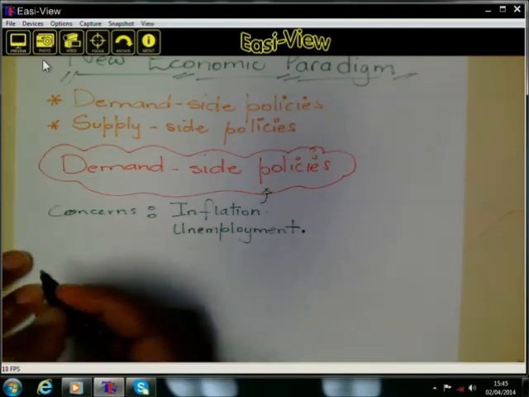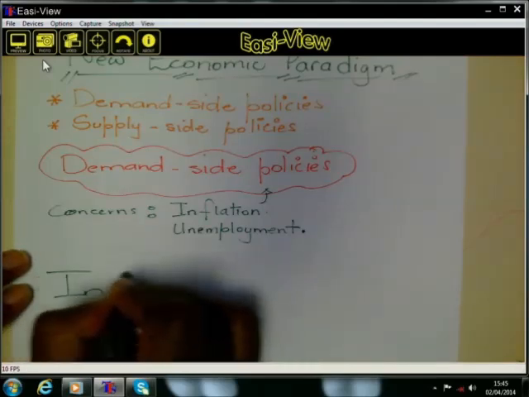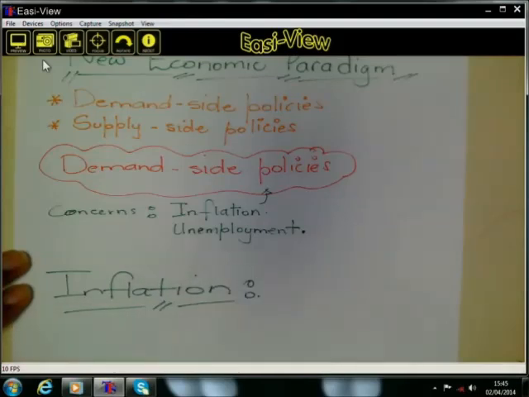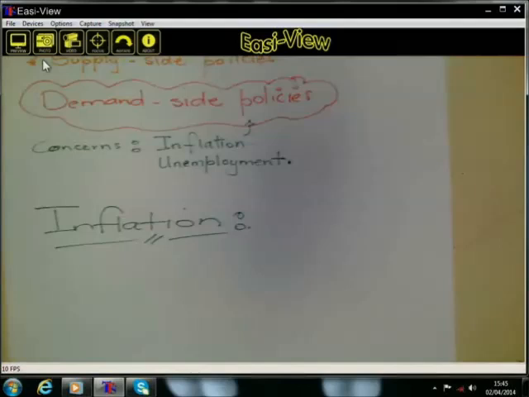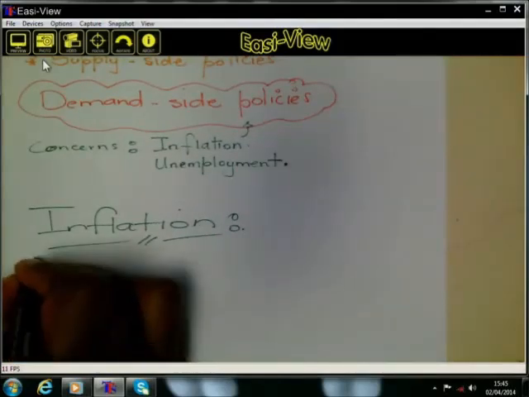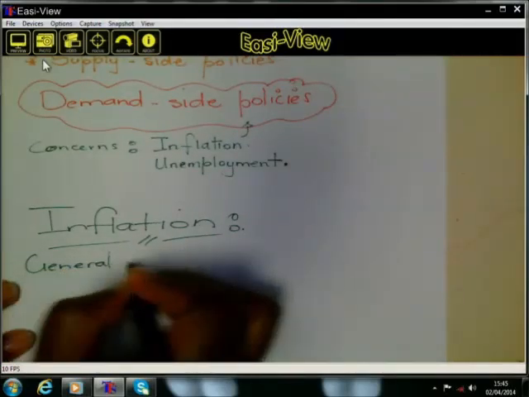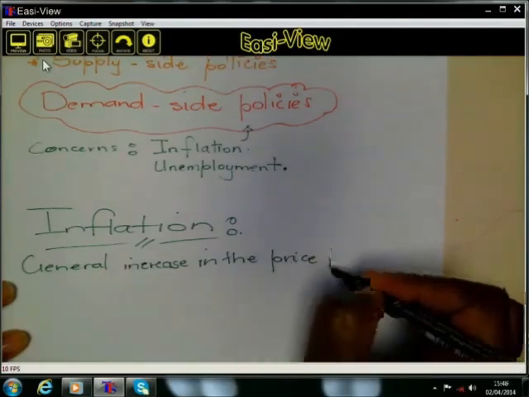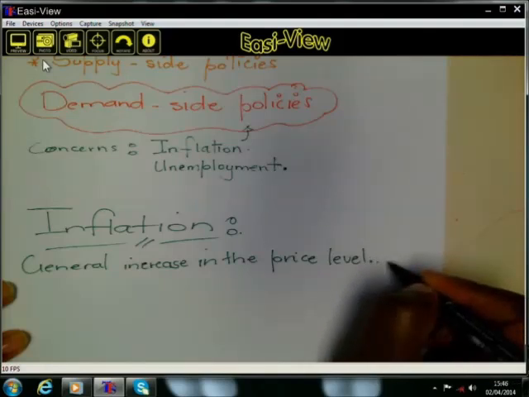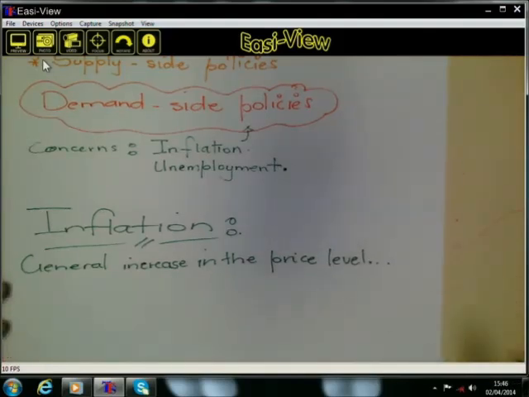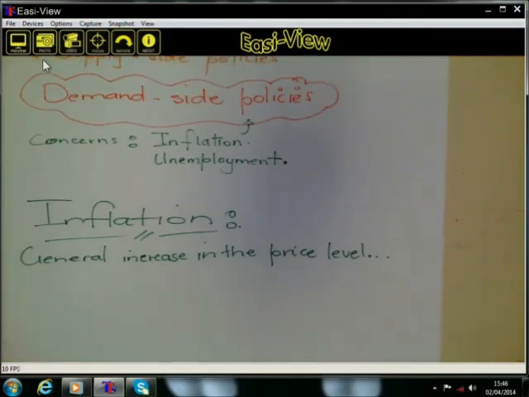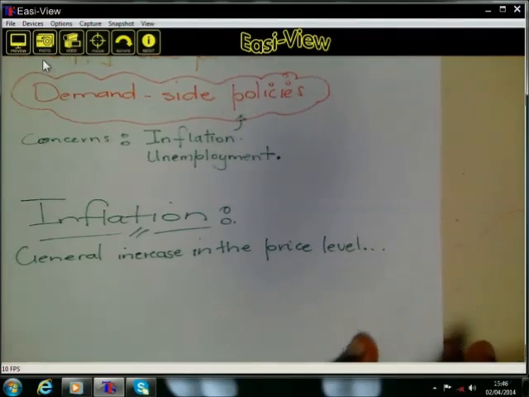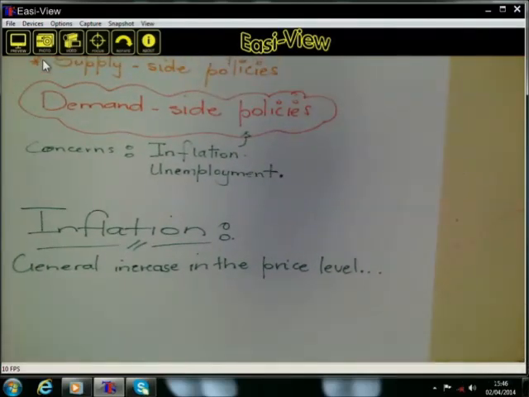Before we do that, let's look at what inflation is. You know what we're talking about when we talk about inflation. Inflation is a general increase in the price level. And remember, it must be a rapid increase over a period of time. So we have a general increase in the price level, which is our inflation. But now here's the thing. How does this happen in an economy?